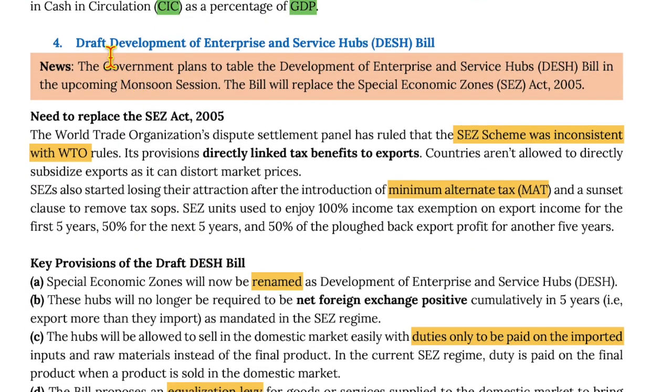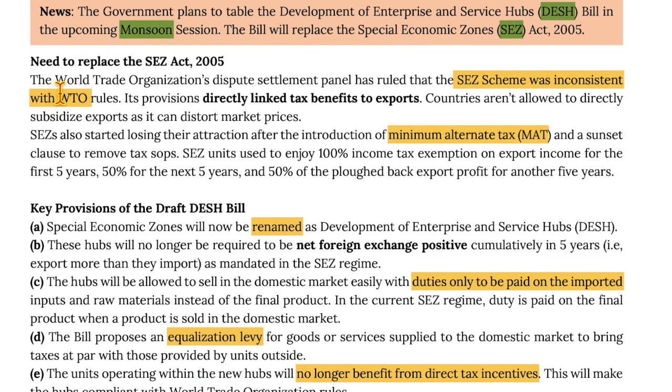Moving on, we have the Draft Development of Enterprise and Service Hub, that is DESH Bill. The government plans to table the Development of Enterprise and Service Hub DESH Bill in the upcoming monsoon session. The bill will replace the Special Economic Zone Act of 2005. So, the World Trade Organization's Dispute Settlement Panel has ruled that the SEZ scheme was inconsistent with WTO rules.